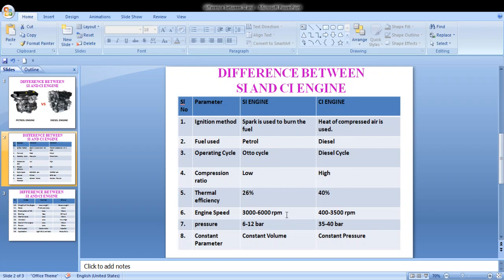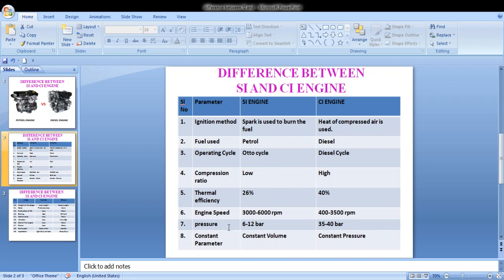Next parameter is your engine speed. Engine speed of your petrol engine is around 3000 to 6000 RPM. RPM stands for revolution per minute. While in case of your CI engine, it's about 400 to 3500 RPM. RPM also we can say this is a revolution of your crankshaft. Because CI engine is heavy in weight, that's why it has less engine speed.